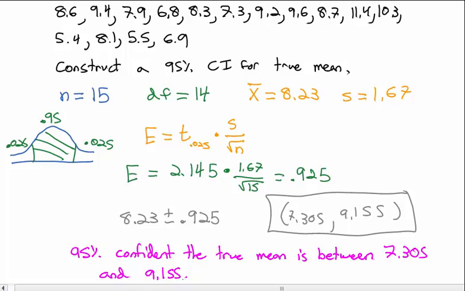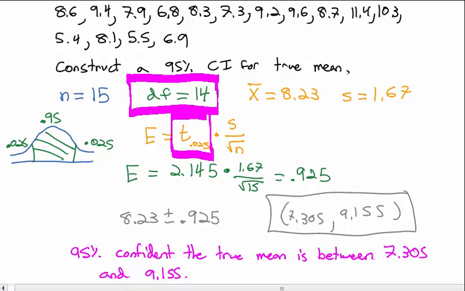The only difference here was that we had to use a t-value based on the degrees of freedom. So we're just using a different chart to find out what the new t-value was. Much more realistic, though, because most often we do not know the population standard deviation.